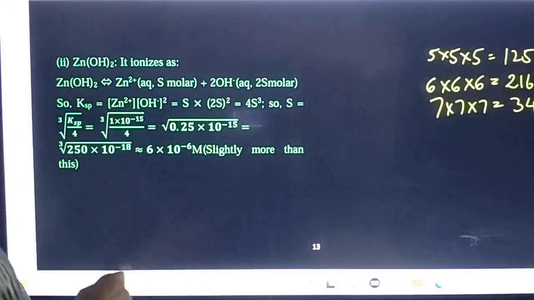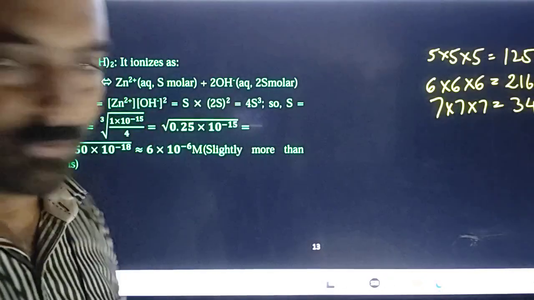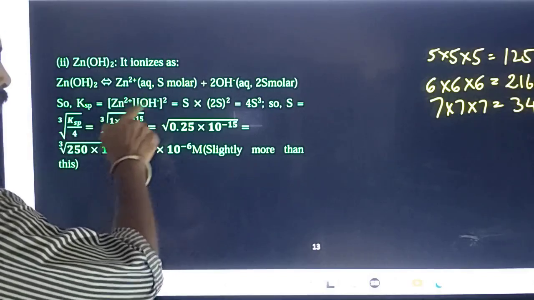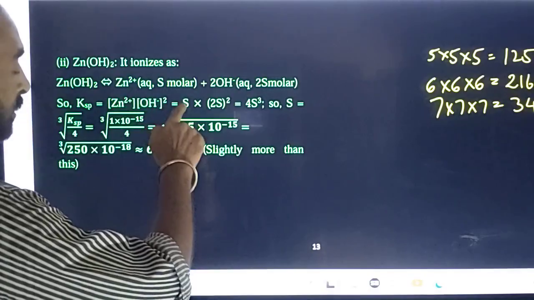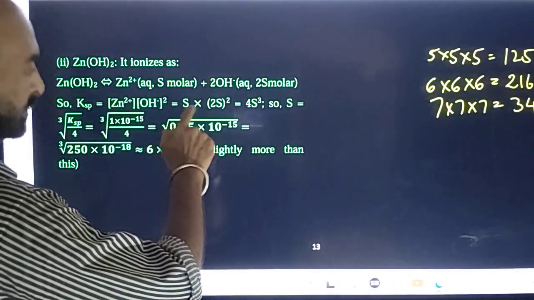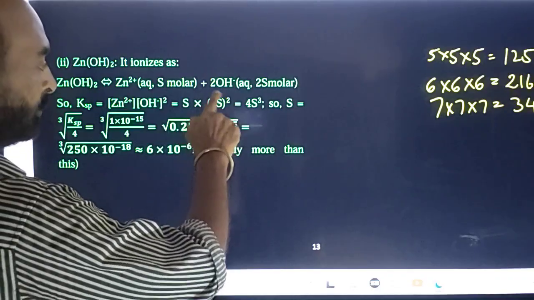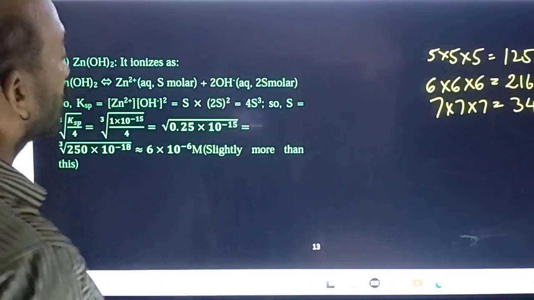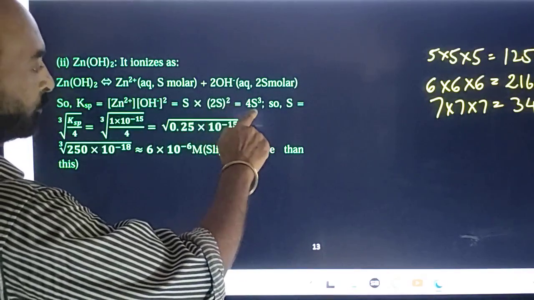Ksp we know, is the product of concentrations, each concentration raised to a power which is the coefficient. So it will be [Zn2 plus] into [OH minus] the square. What is the concentration of zinc? It is S. What is the concentration of OH minus? It is 2S, but it is also having the power 2 because the coefficient is 2. So S into (2S) square means 4S cube.